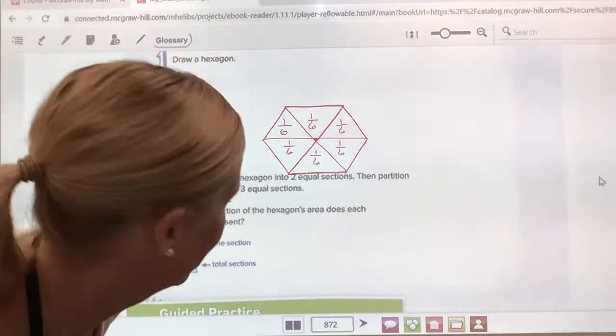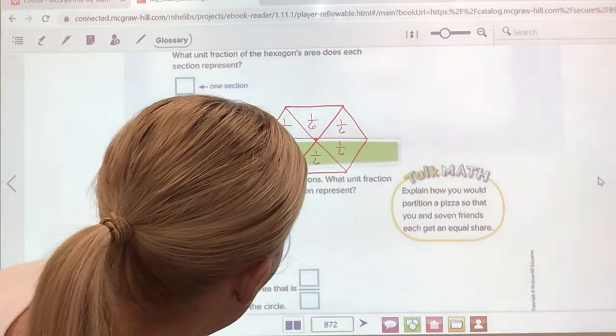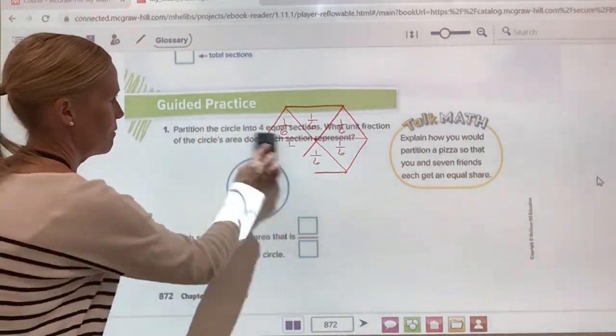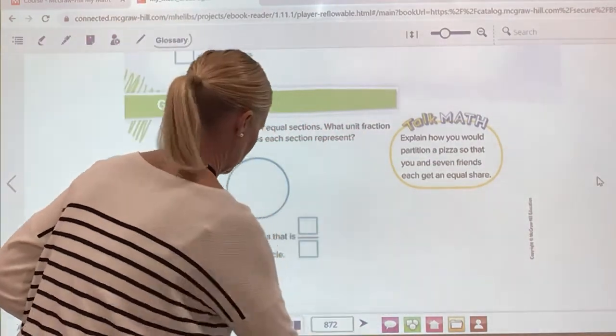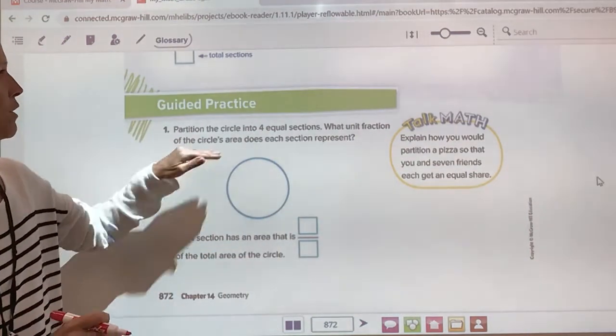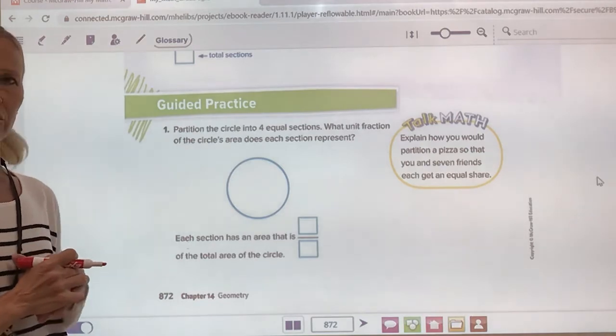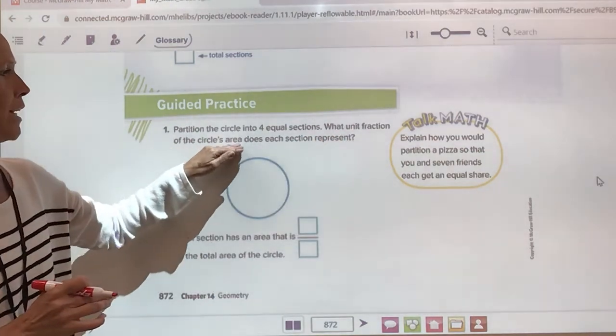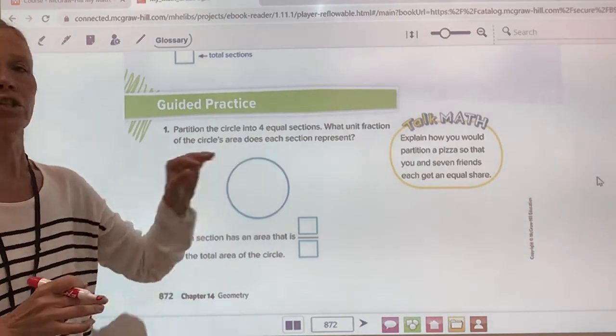All right, let's go down to the bottom to that guided practice, before I set you free on your own here. Guided practice. Partition the circle into 4 equal sections. What unit fraction of the circle's area does each section represent?